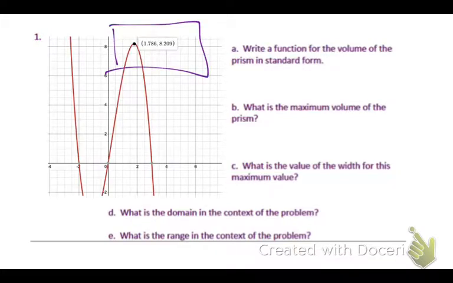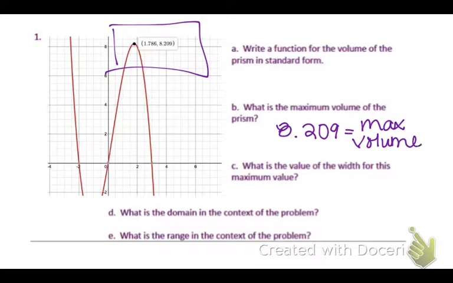And again, the nice thing about Desmos is I just click on that and it will show me what that is. So the maximum volume is the output there. So the maximum volume of that prism that we are given is going to be about 8.209. Because, again, the function is representing volume, so that's the output. The value of the width would be 1.786, so that's what the x value is representing.